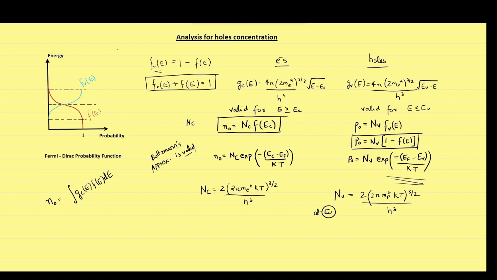I have already derived and explained how we got the value of effective density of states in the conduction band Nc. By similar analysis, we can find the value of effective density of states in the valence band also. And I think that it will be better for you to try to derive it on your own. The 6 formulas which you see on the screen are very important and you should learn them.